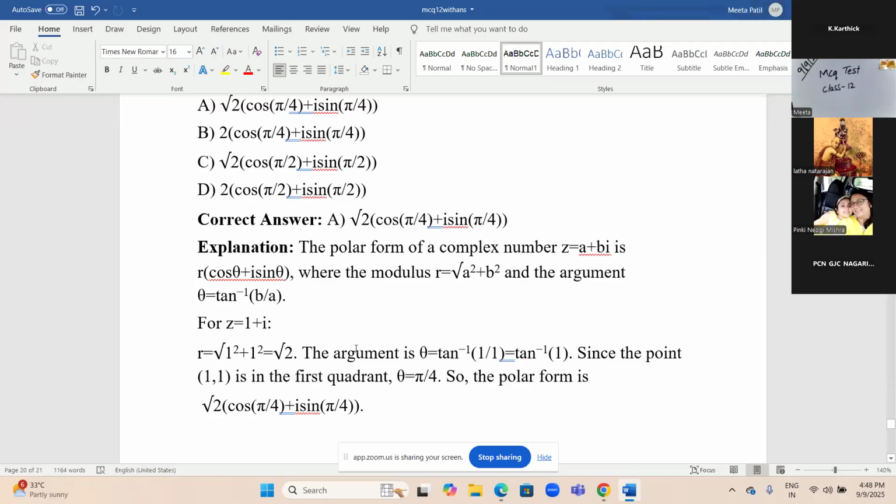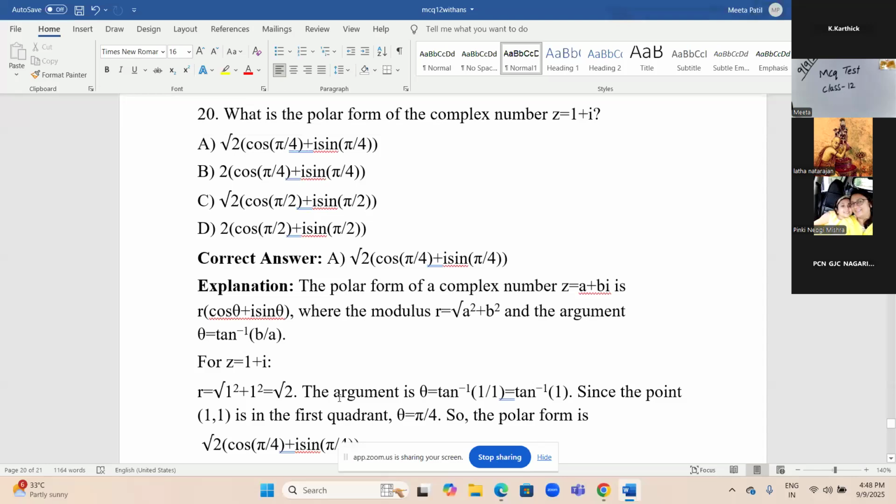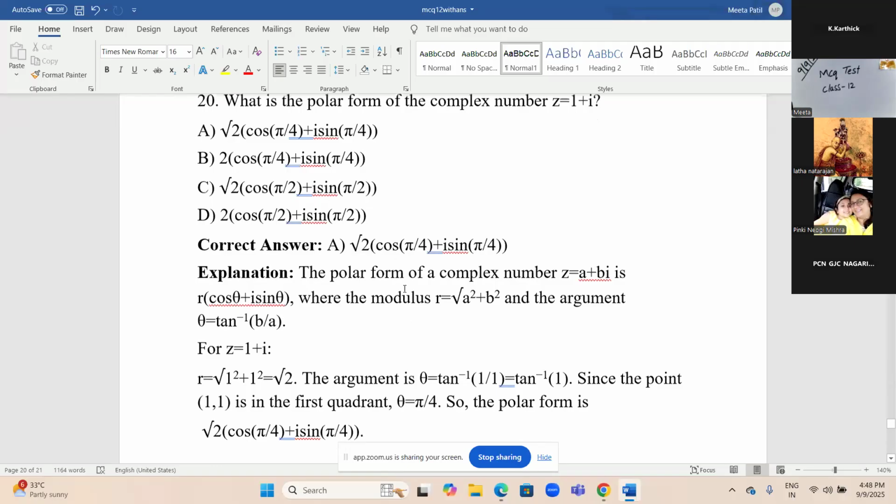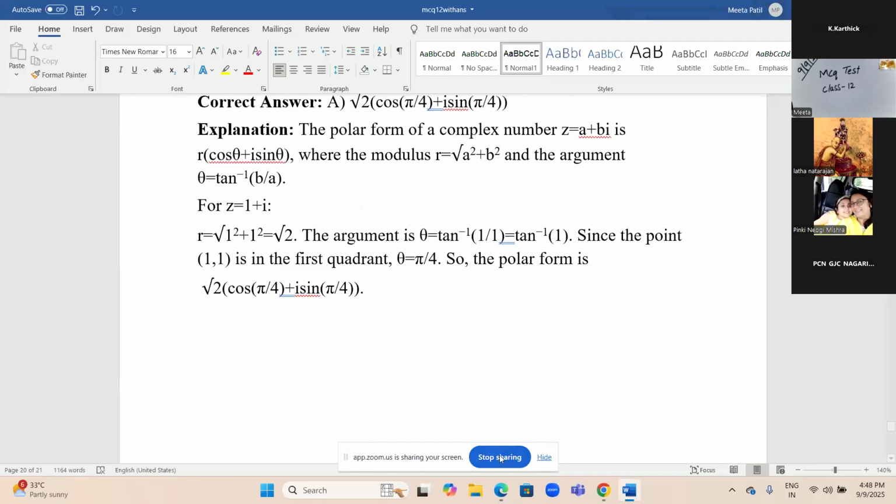So that's why we are writing this as square root of 2, so r will be replaced as root 2 because we got the r value as root 2, right? So root 2 and cos theta, theta value we already found out. What is that value? Theta is equal to pi by 4, plus i sin, again theta is pi by 4. So according to this, what is your correct option? Option A is the correct answer, that is root 2 (cos pi by 4 plus i sin pi by 4). So with this we are ending this MCQ.